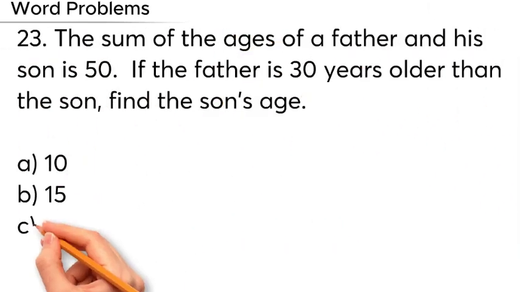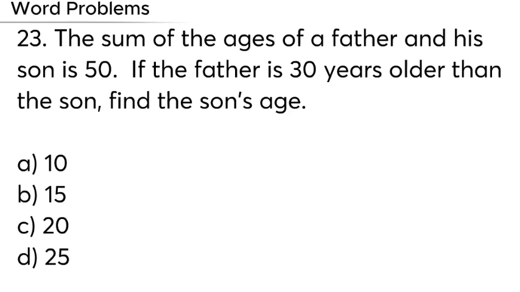23. The sum of the ages of a father and his son is 50. If the father is 30 years older than the son, find the son's age. A. 10, B. 15, C. 20, D. 25.